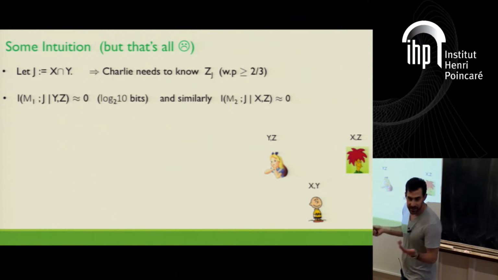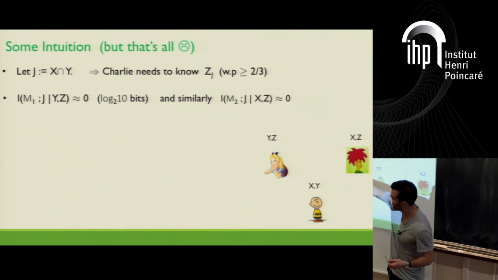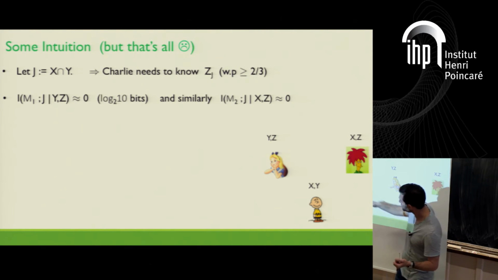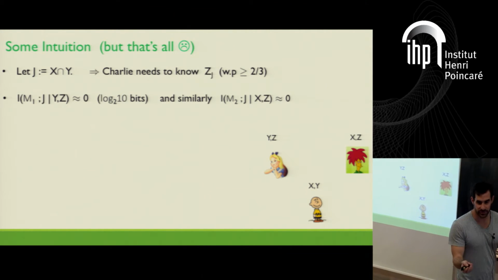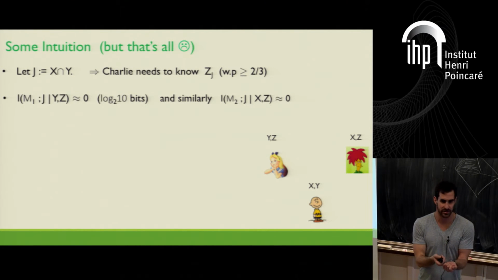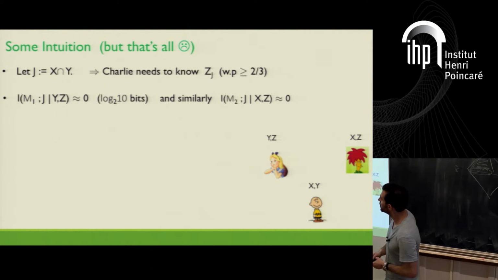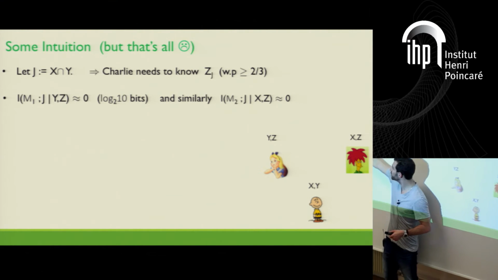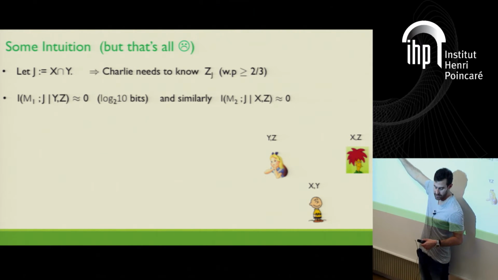So I guess the intuition is clear, right? Alice sends a message M1, but she doesn't know the index J. She has n over 10 elements, so she knows J is one of these elements, but she has no further information. So she basically doesn't know anything about J. So it sounds plausible that in order to say something about J, she has to send all of her message, a linear amount.